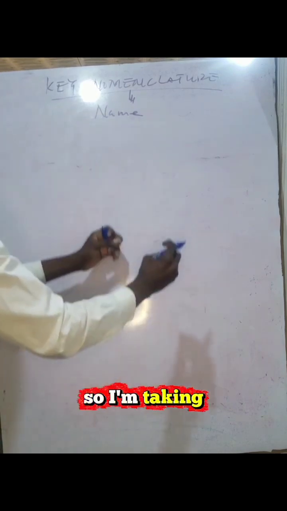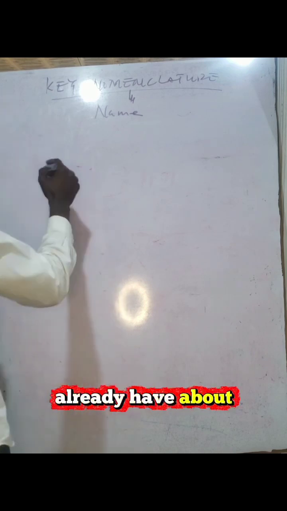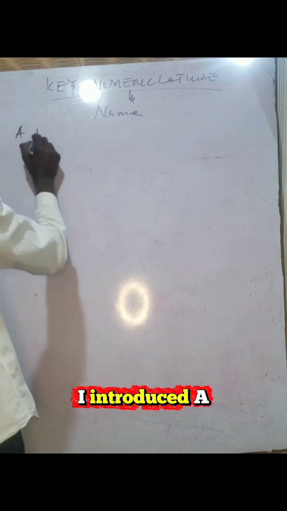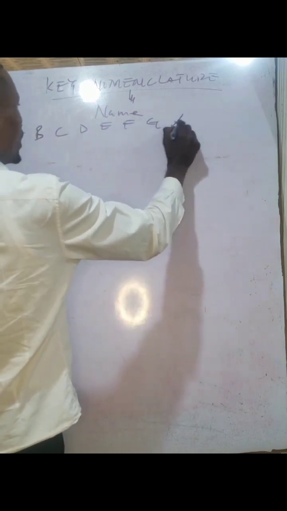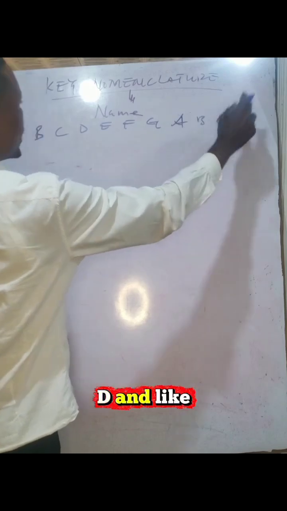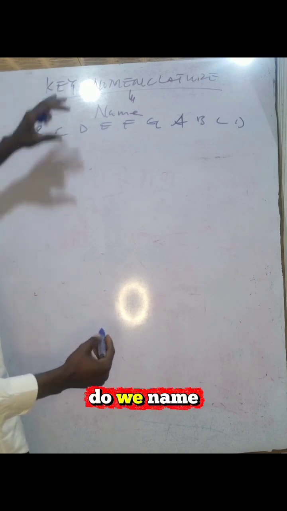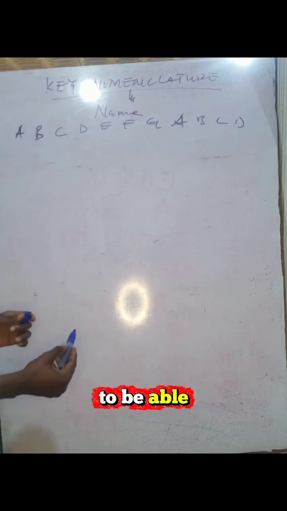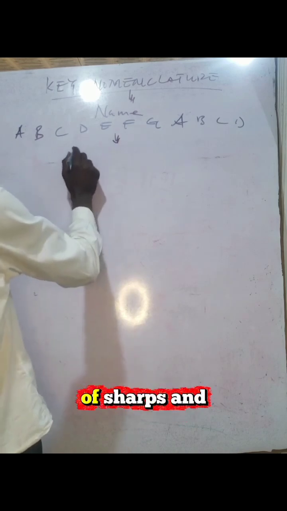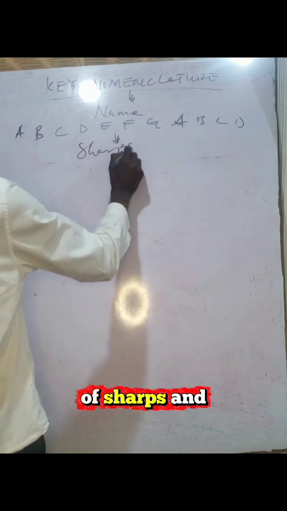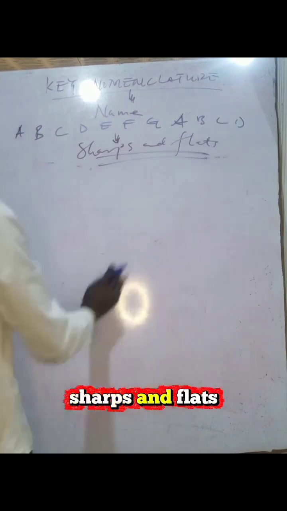So I'm taking us back to the knowledge you already have about the music alphabet. I introduced A, B, C, D, E, F, G, A, B, C, D, and like that, in an alternating form. So today, how do we name keys? For us to be able to name keys, we're going to be applying our knowledge of sharps and flats. And that's very important, sharps and flats.